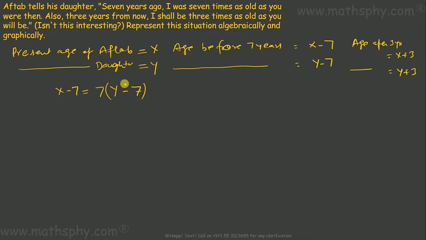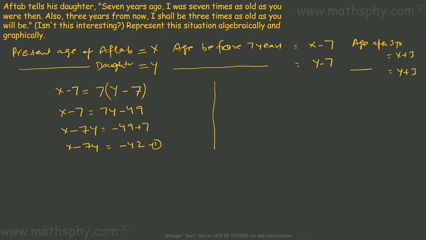Suppose before 7 years, daughter's age was say 10 years and Aftab's age was say 70 years. So if I multiply daughter's age by 7, 10 into 7 will give you 70. Aftab is already 70. So this will give me x minus 7 equals to 7y minus 49. So x minus 7y would be minus 49 plus 7, which is x minus 7y equals to minus 42. So that's the first equation.